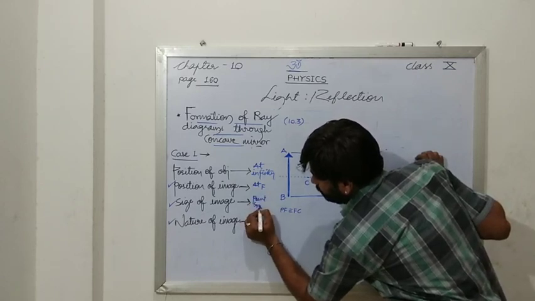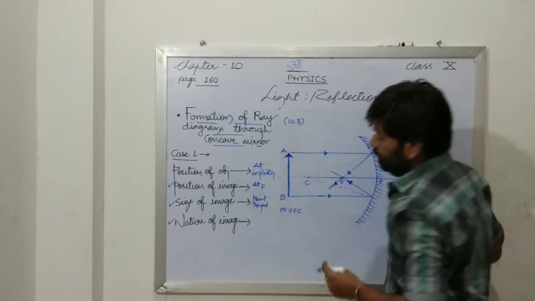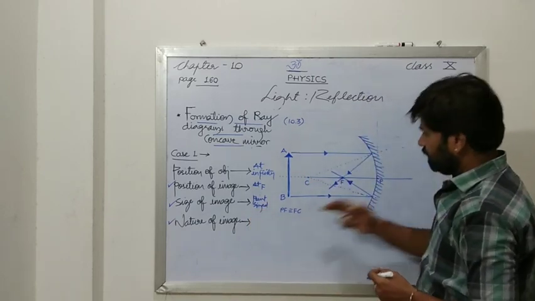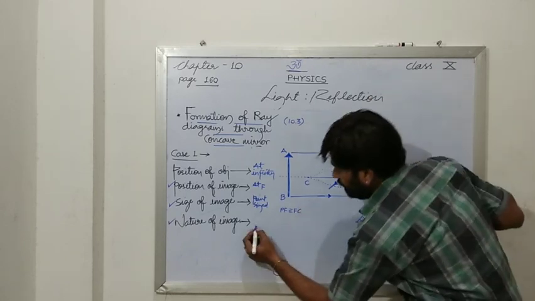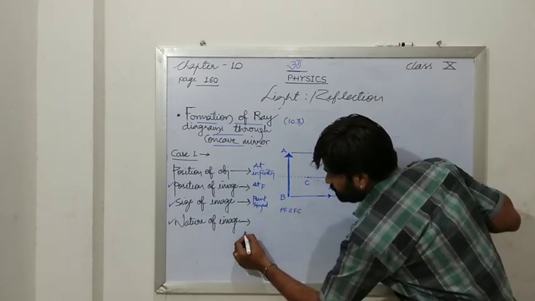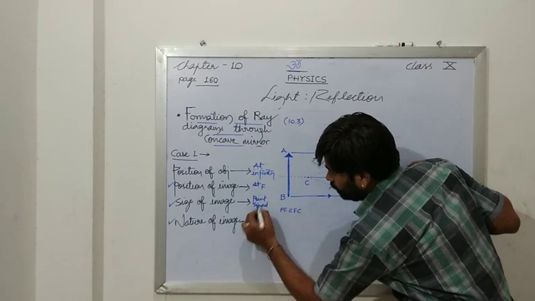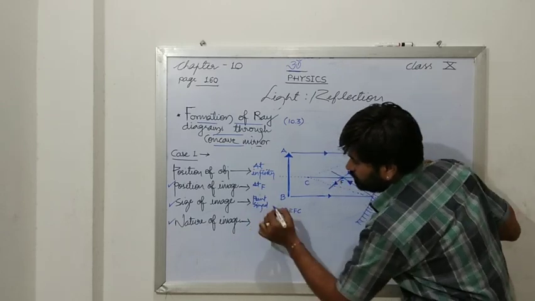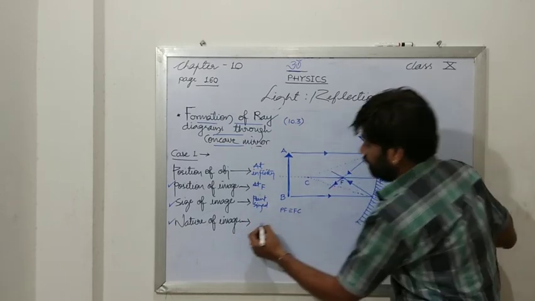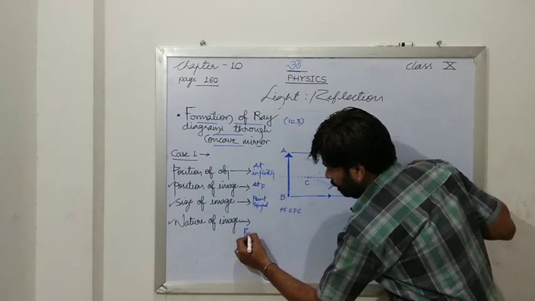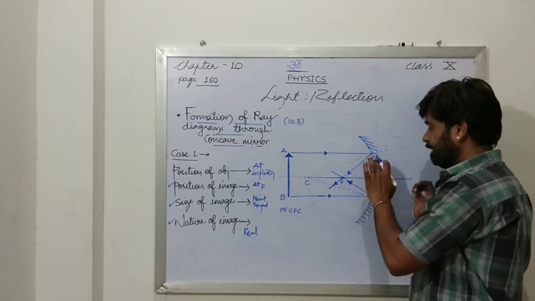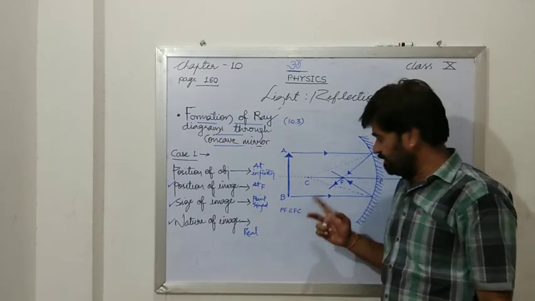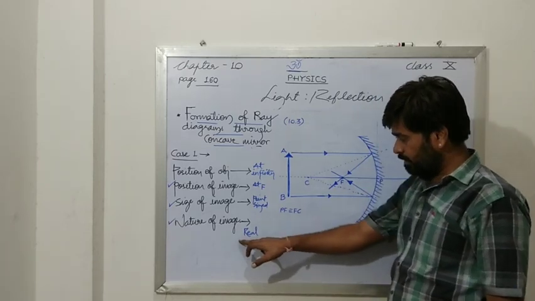Point sized. Now, nature of image. Okay, for the time being take it as it is. It will be diminished or point size. Oh, no problem, diminished or point size. Nature of the image will be what? Real. Okay, real we may get it, as we have already seen that in front of the mirror the image is formed in front of the mirror, so it will be real.